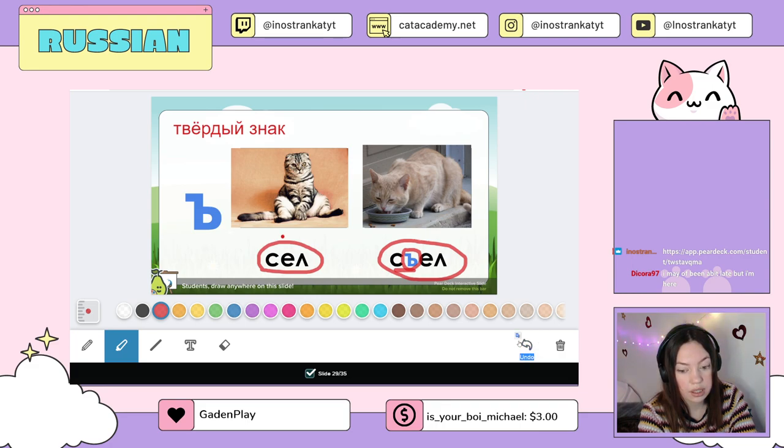So this твёрдый знак we always put after the consonant. It just has to show us if the consonant should be pronounced softer, or maybe harder. Сел, сел. But by itself, it has no sound at all. Just твёрдый знак, just an indication that we should pronounce it a little bit harder.